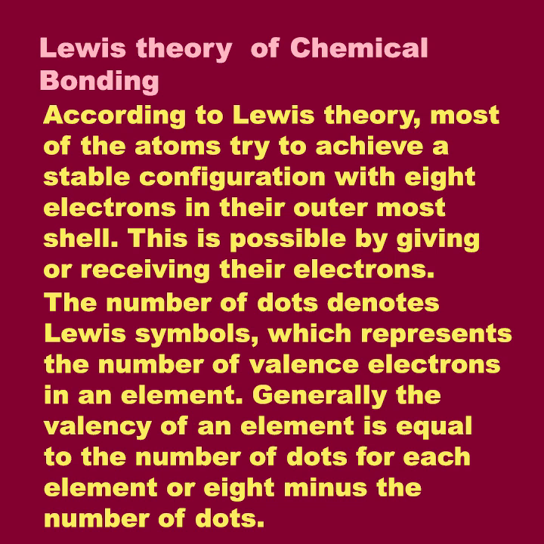Lewis theory of chemical bonding. According to Lewis theory, most of the atoms try to achieve a stable configuration with 8 electrons in their outermost shell. This is possible by giving or receiving their electrons. The number of dots denotes Lewis symbols, which represents the number of valence electrons in an element. Generally, the valency of an element is equal to the number of dots for each element, or 8 minus the number of dots.